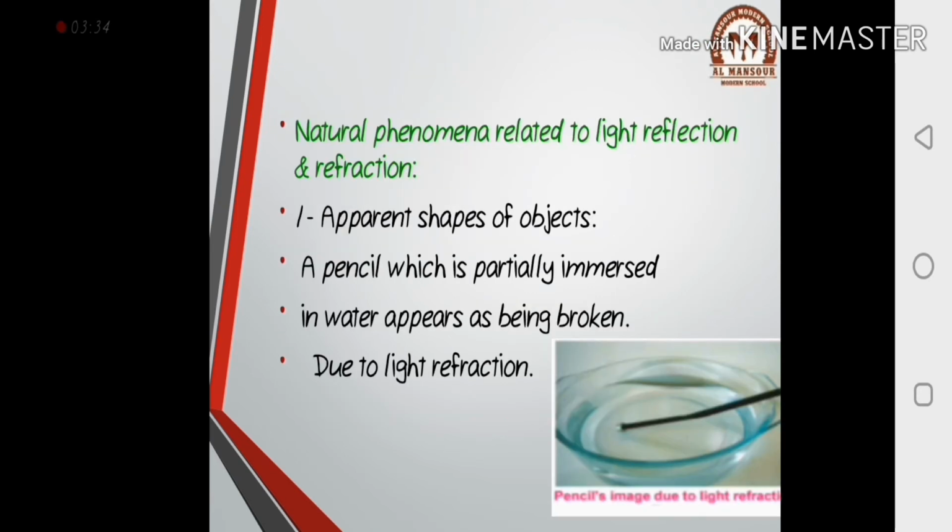We have some natural phenomena related to light reflection and refraction. The first one: apparent shapes of objects. You can do this activity at home by putting a pencil in a cup of water. What do you see? The pencil, which is partially immersed in water, appears as if it is broken. Why? This is due to light refraction.